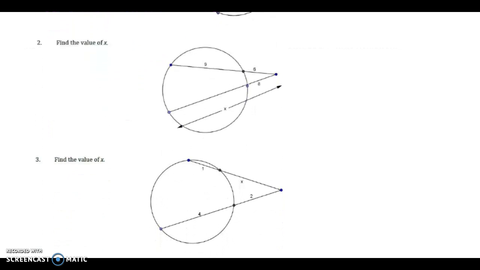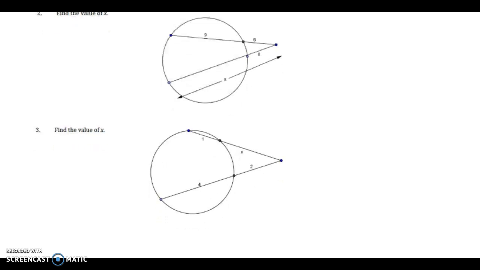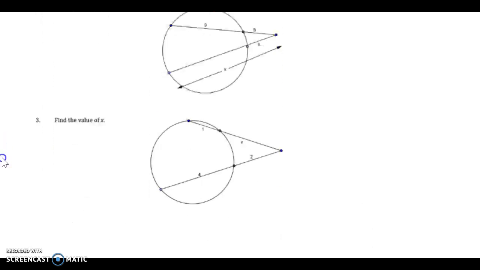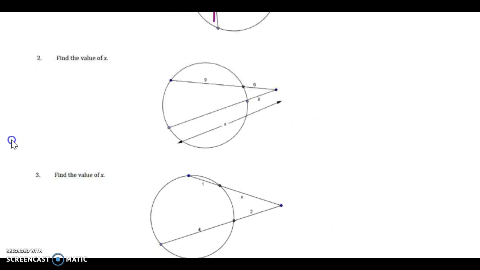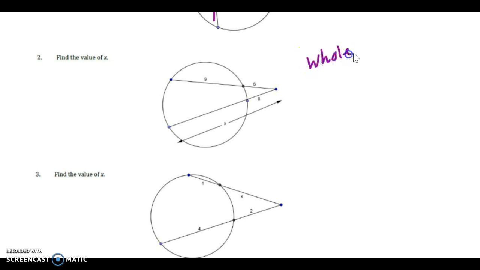Number 2 and number 3, we do the same thing. And our rules for 2, 3, 4, and 5 were all the whole times the outside equals the whole times the outside.